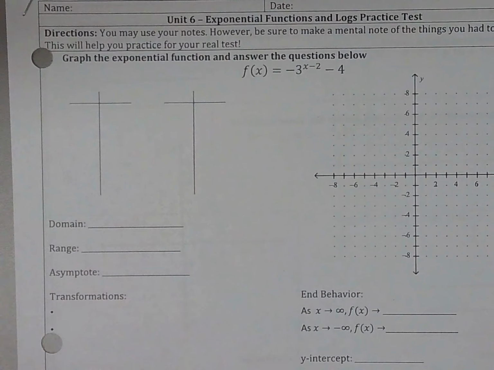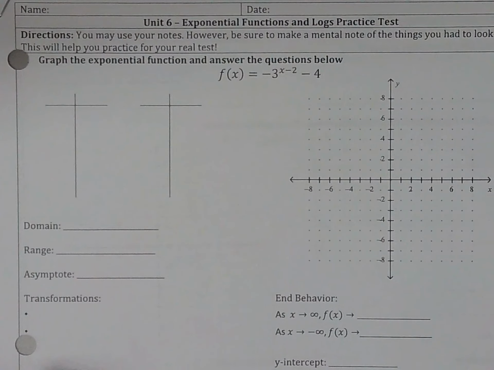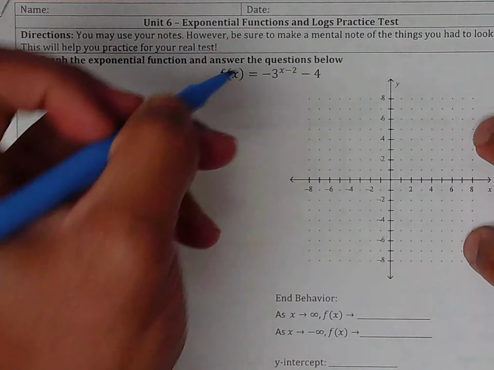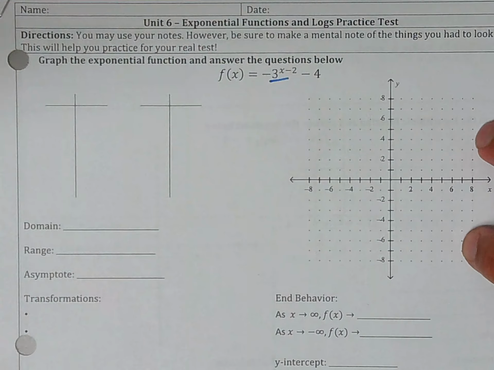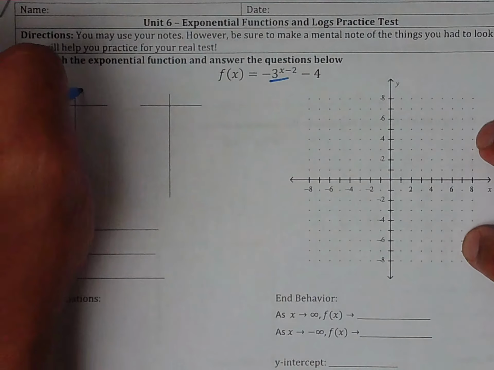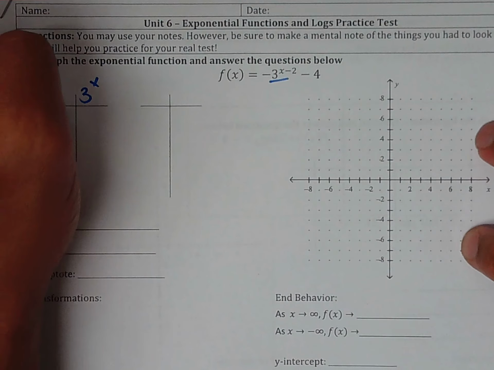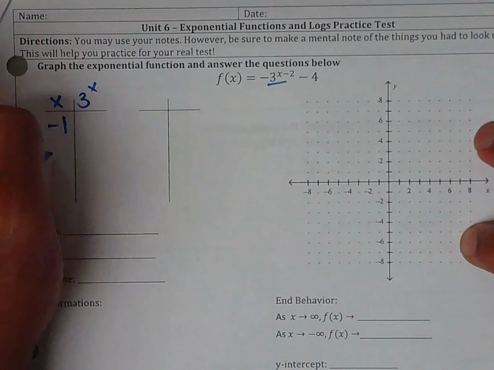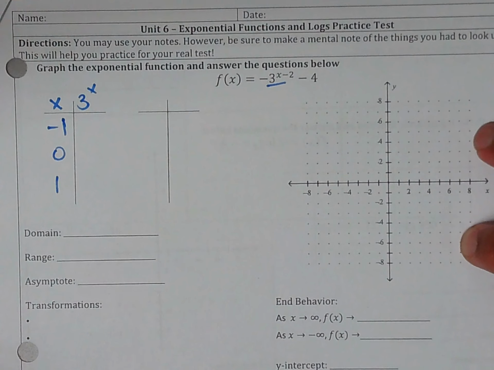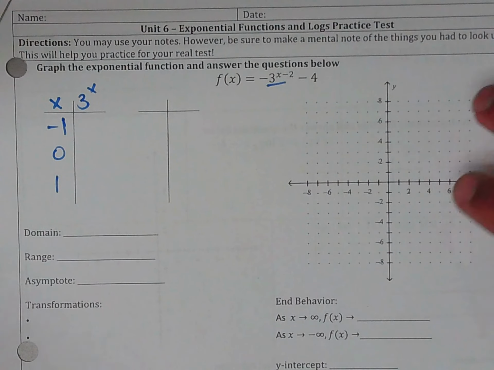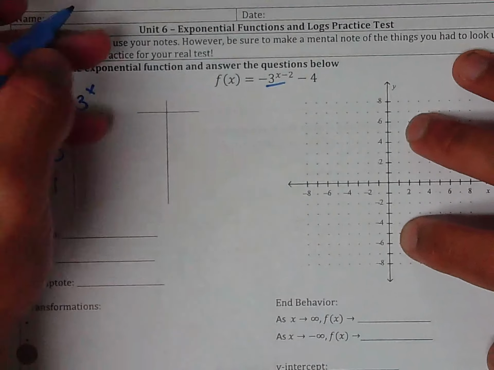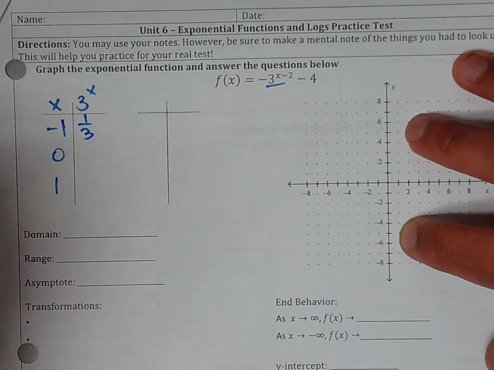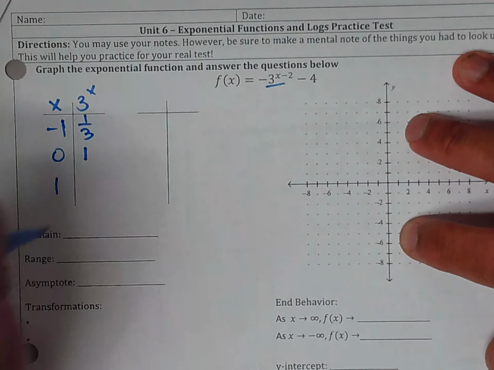Okay, so question number 1, we want to go ahead and graph our parent function first, or find out the coordinate points of our parent function. That's going to be 3 to the x. And then we have our x values. We always use -1, 0, and 1. And then 3 to the x is just going to be 3 to the -1 is 1/3. 3 to the 0 is 1. 3 to the first power is just 3.